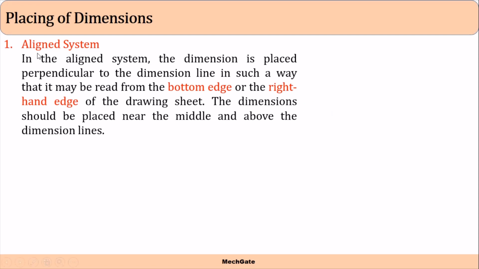In the aligned system of dimensioning, the dimension is placed perpendicular to the dimension line in such a way that it may be read from the bottom edge or the right hand edge of the drawing sheet. So let's say this is our drawing sheet. Whatever dimension we have drawn on the drawing sheet should be read from the bottom edge of the drawing sheet or the right hand edge of the drawing sheet. In this case, horizontal dimensions are given horizontally, vertical dimensions are given vertically, so that they can easily be read from the right hand edge.